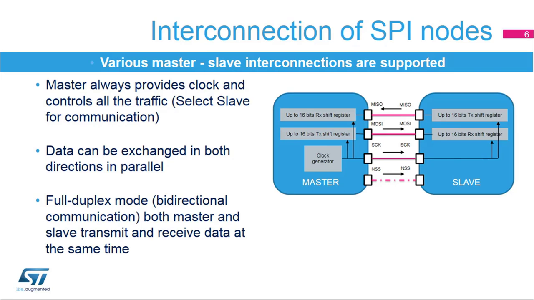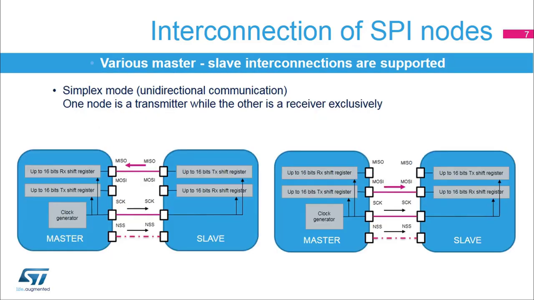When master and slave nodes communicate in full duplex mode, both data lines are used and synchronous data flows in both directions at the same time. In simplex mode, one node transmits data while the other receives it. Data flows in one direction only, and the dedicated data line is used for data transfers exclusively. Unused SPI pins can be used for other purposes.